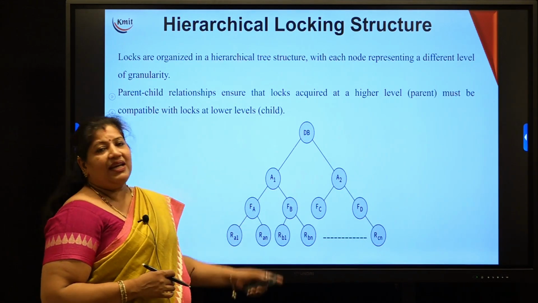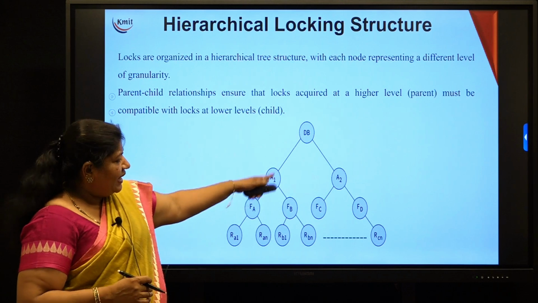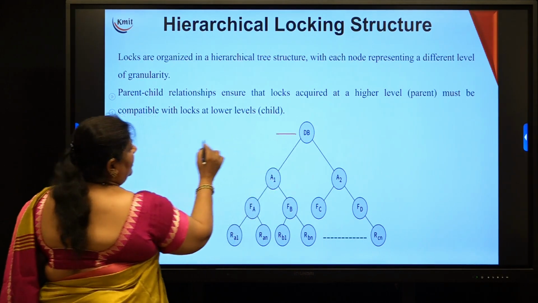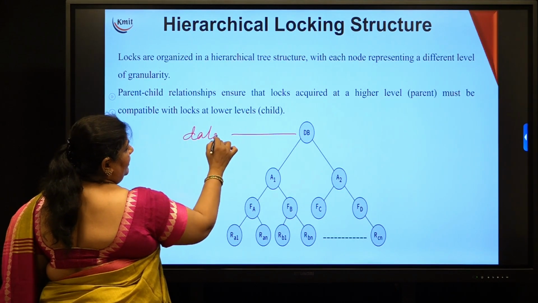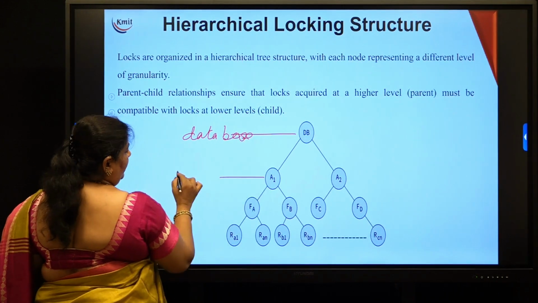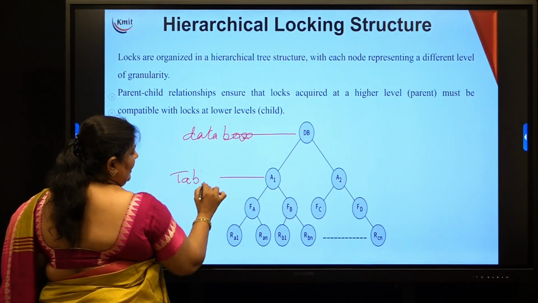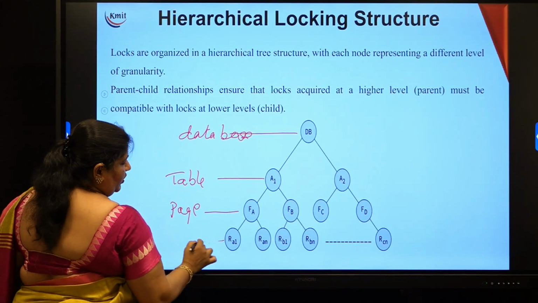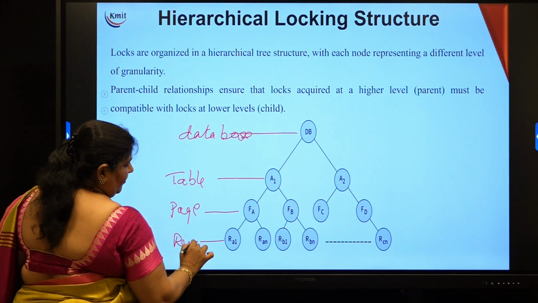Coming to this hierarchical structure, we can imagine it in the form of a tree structure. If you see it that way, this is your database level. This is called area, which is nothing but your table level or file level, and this is going to be your page level, and this is going to be the individual record level.